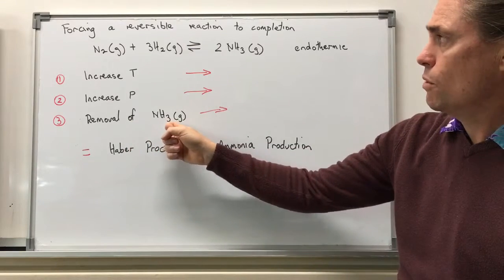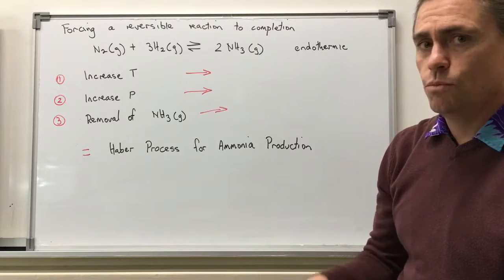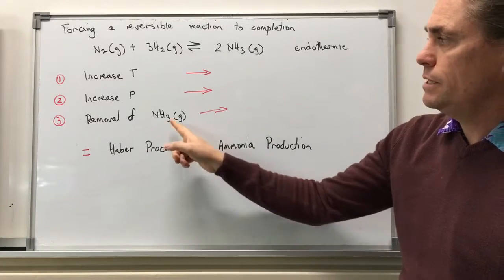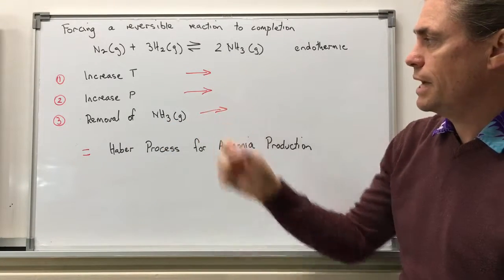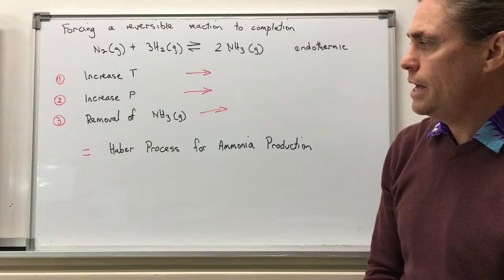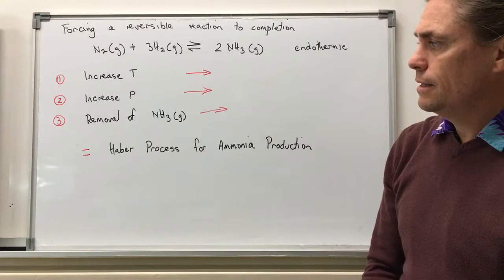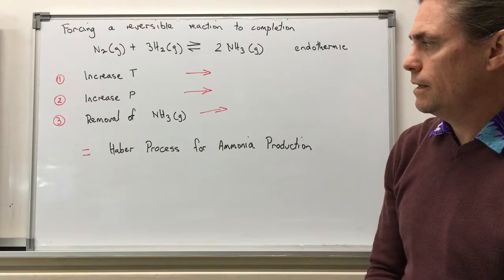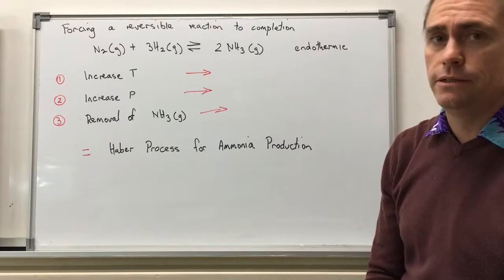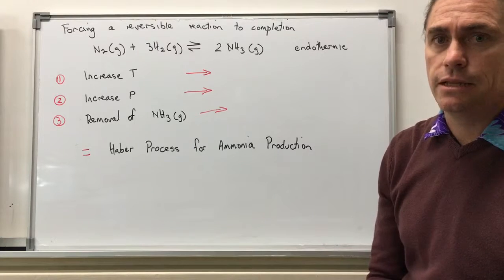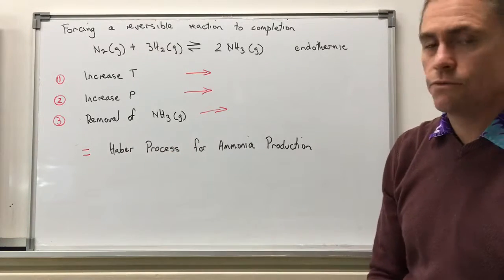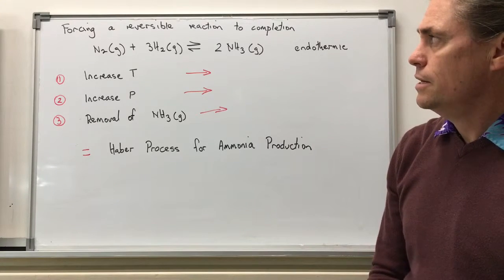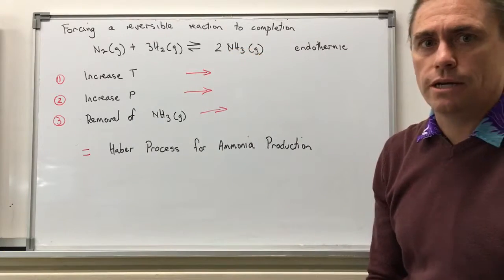Finally, if we remove the product, ammonia, the system will be forced to produce more ammonia. So by removing the ammonia out of the system, we once again force the reaction in the right-hand direction. Now Haber realised this, and this process is now used commercially to produce high yield ammonia as a precursor to many other compounds. So this process is known as the Haber process for ammonia production, and is a wonderful example of utilisation of Le Chatelier's principle to produce a desired product that's not normally formed.